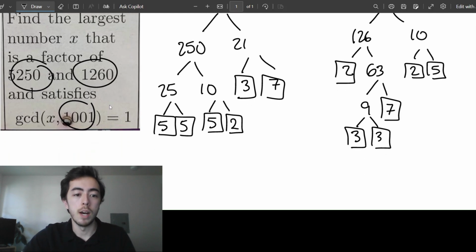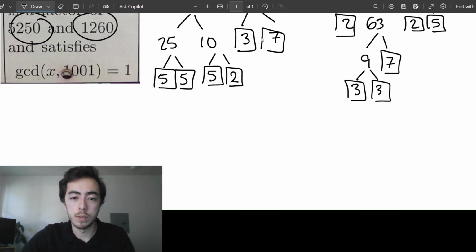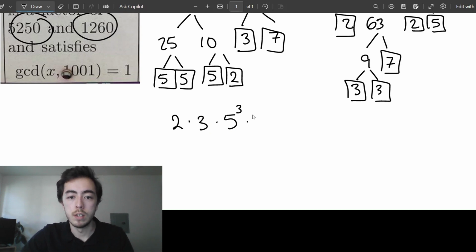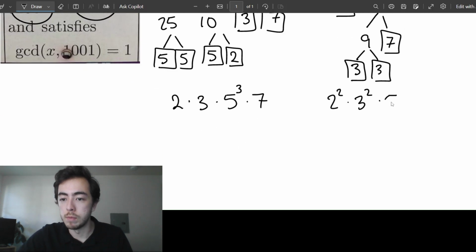So for a sec, I'm going to ignore this last condition. And I just want to find what is the largest common factor between the two numbers. So we have one 2 over here, and then one 3. We have three 5s, which I'll represent by 5 cubed, and then one 7. If I multiply up all of these numbers, I should get 5,250. And now over on this side, I have two 2s, so 2 squared. I have two 3s, 3 squared. And then I have one 5 and one 7, so times 5 times 7.